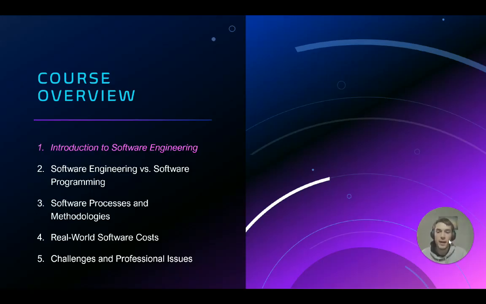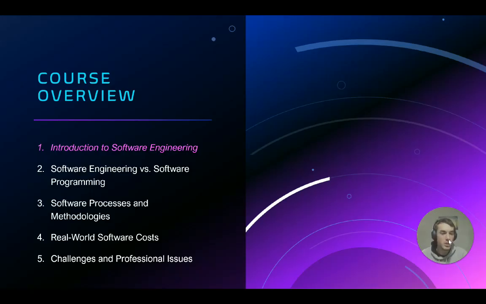In the video after that, software processes and methodologies, we're going to talk about how software engineering is actually implemented. How do we take the principles of software engineering and put them into practice? Then we'll talk about real-world software costs. Where are the pain points for budgets in software engineering? What does it look like to finance a software engineering project? And how can we cut some of those costs?